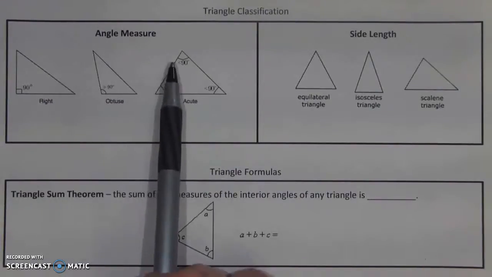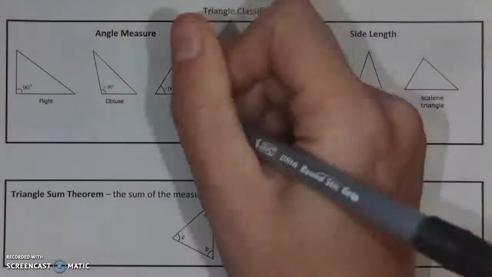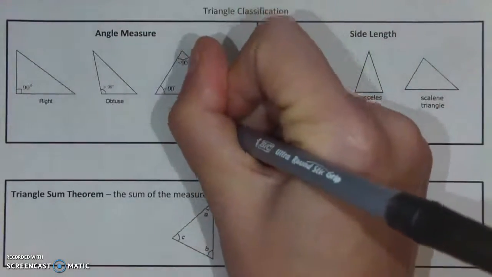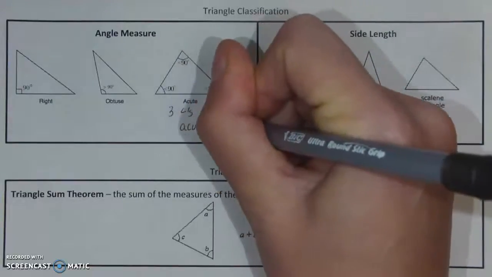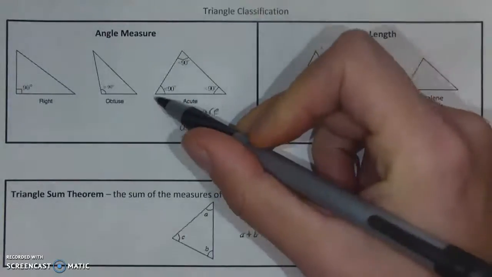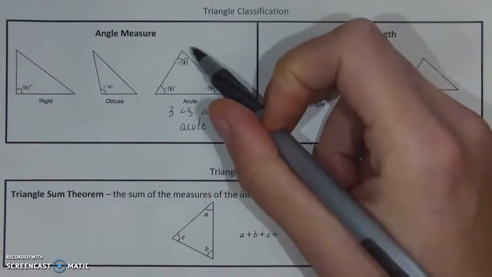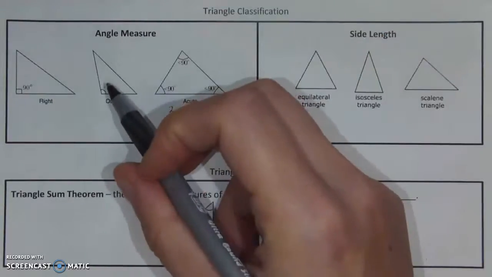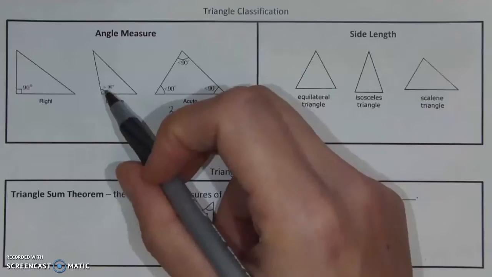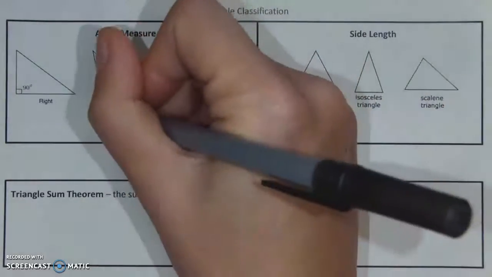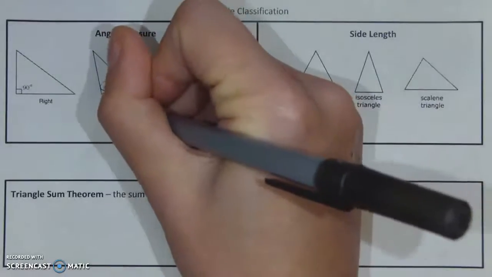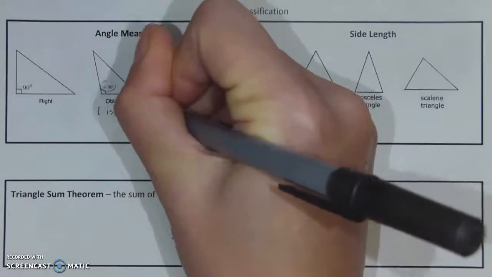Now, if it's acute, what it means is that all three angles of the triangle are acute. And you can see that in the picture that each of these angles is acute or less than 90 degrees. When you're looking at an obtuse triangle, all it means is that one of the angles is obtuse. So one of the angles is going to be greater than 90 degrees.